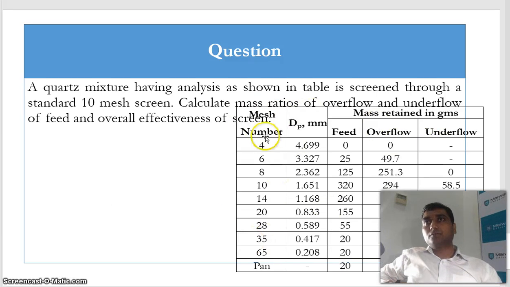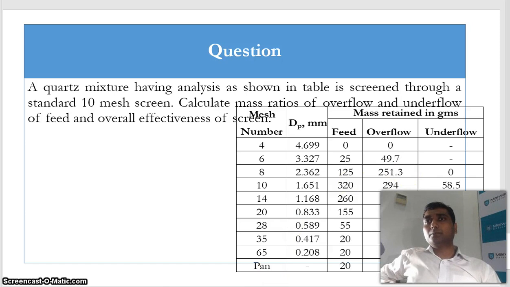This is the mesh number 4, 6, 8, 10 up to pan. This is the DP, the screen opening we can say, and this is the mass retained, as given in the table. As we discussed in our lab session, we found out this mass retained of feed, overflow and underflow. So let us start to solve this problem.